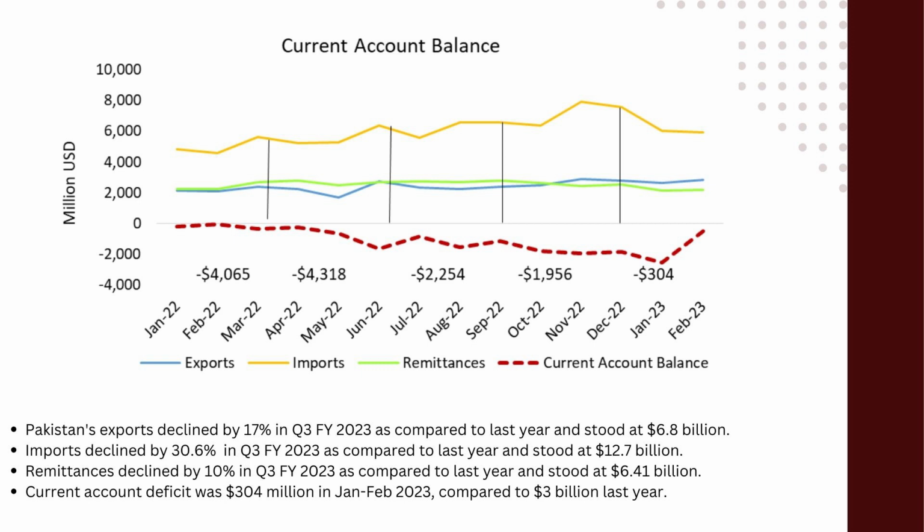And if we look at the remittances, then remittances declined by around 10% in the third quarter of fiscal year 2023, and it stood at around $6.41 billion. The decline in remittances can be attributed to exchange rate management by the government, and people started using informal banking channels to send money home.